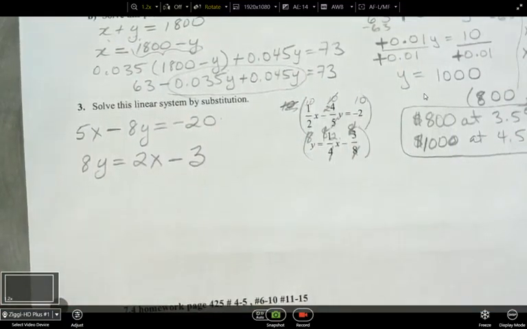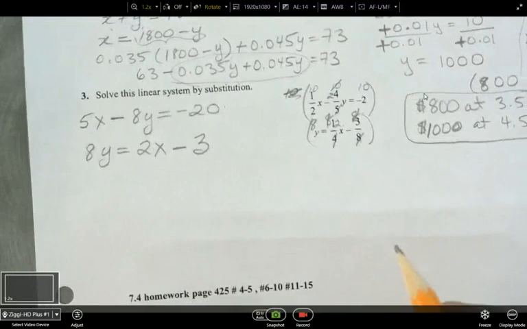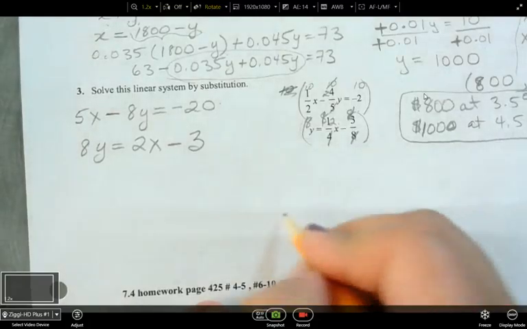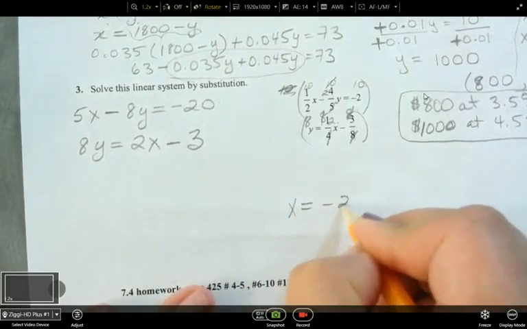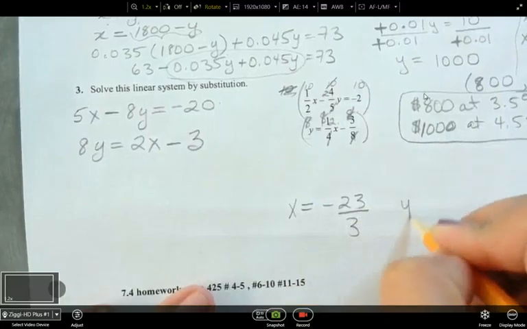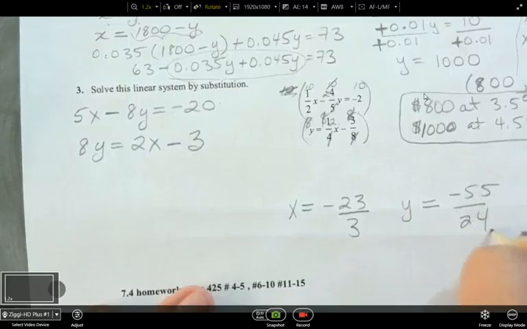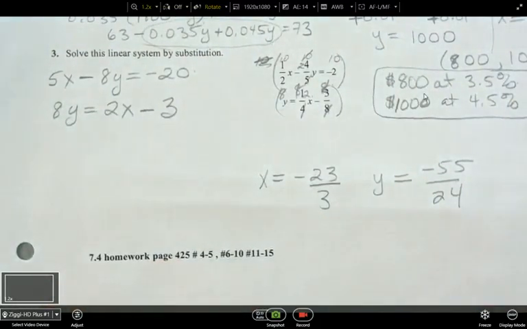Now this looks like a very normal system that we've started off with, right? So now all you have to do is do substitution or elimination on this, and that's it. So the answer to this, I'll just tell you guys the answer, is x equals negative 23 over 3, and y equals negative 55 over 24. So try that on your own, and we'll have a look at it tomorrow, okay?